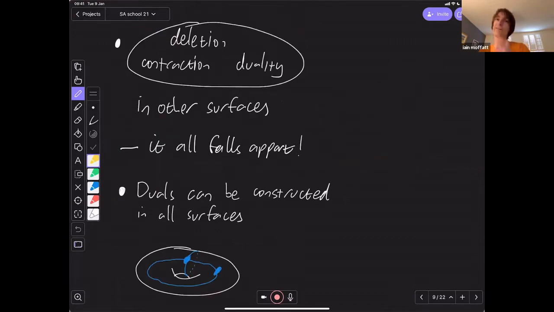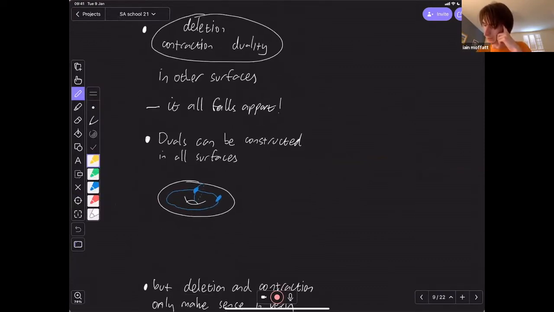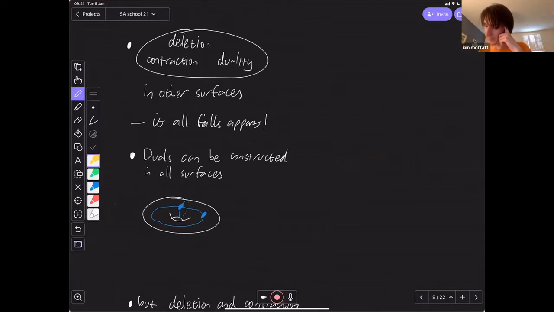Okay, so that was plane graphs, but we know we can embed graphs in any surface at all. And this beautiful relation between deletion, contraction, and duality for plane graphs, once you start applying it to graphs in other surfaces, kind of everything that could possibly go wrong goes wrong. It just doesn't really work, except in really, really special circumstances.